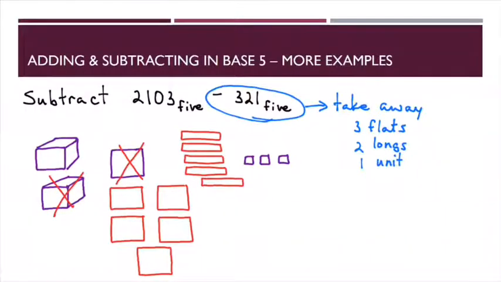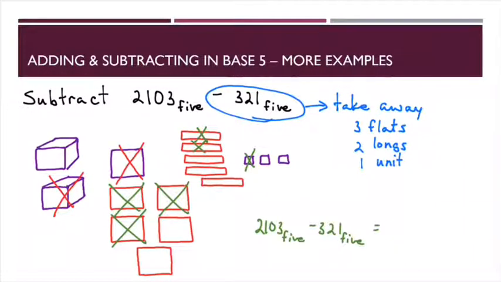Okay, let's go ahead and cross out the things we're taking away. So I need to take away 3 flats and 2 longs and 1 unit. And now our answer is whatever we have left. So the answer is 1 block, 2 flats, 3 longs, and 2 units, and we're in base 5.